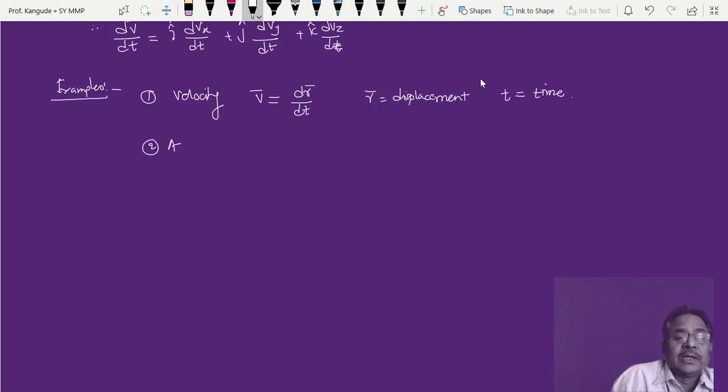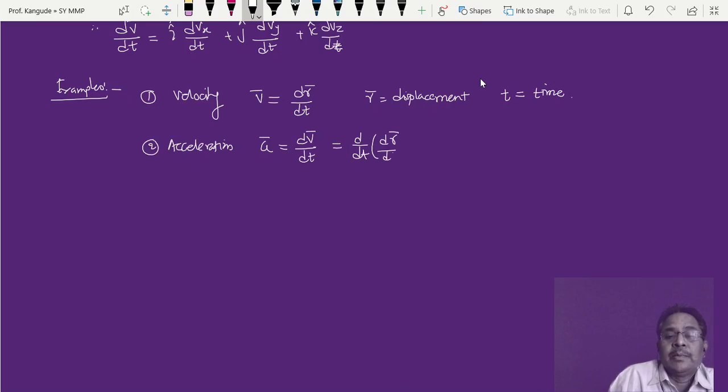Then second, acceleration. This a bar is given by dv bar upon dt. The v bar just obtained is dr bar upon dt, and therefore this can be written as a second order differentiation, d square r bar upon dt square. So this is the second order differentiation of displacement with respect to time. It is again differentiation of a vector, the velocity vector, with respect to time, and that gives me acceleration. These are very common and simple examples we have used earlier several times.